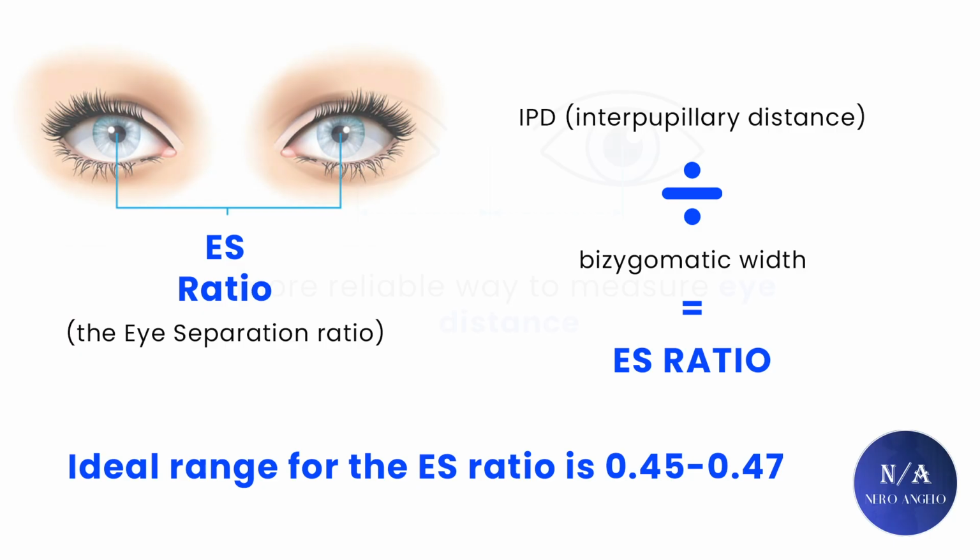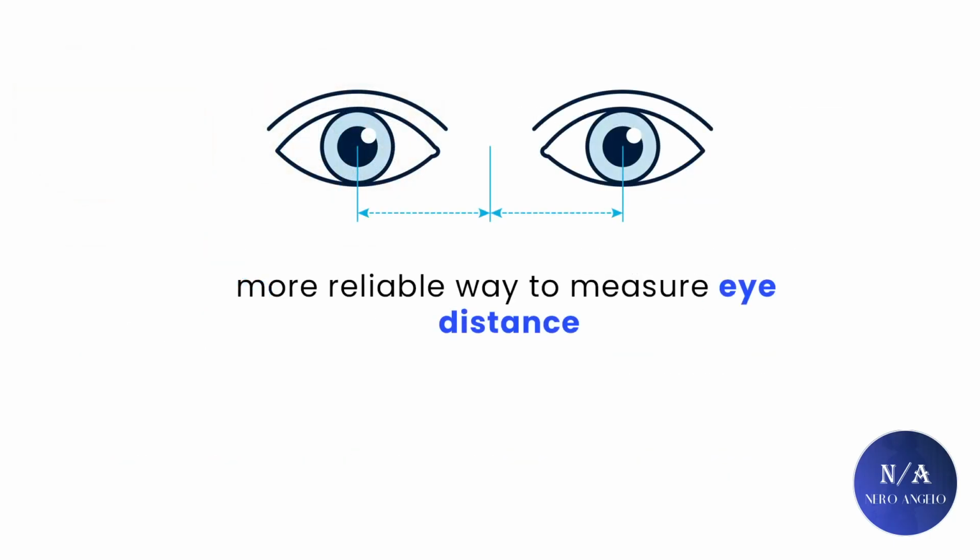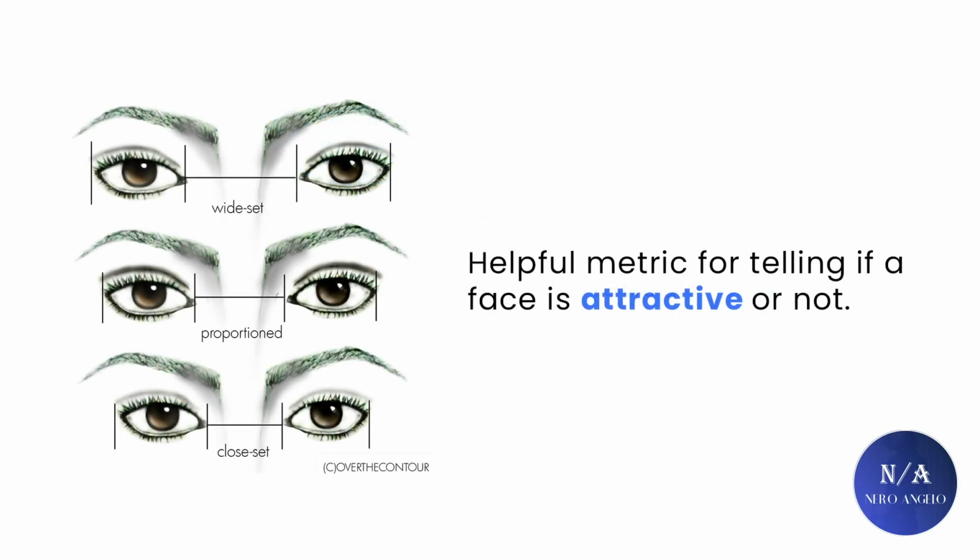The ES ratio is a more reliable way to measure whether the eyes are too close together or too far apart than just the IPD. It certainly is more reliable than the age-old trick of using a third of the eye to fit into the space between your eyes. The eye separation ratio is useful not only in determining the ideal distance between the eyes, it is also a helpful metric for telling if a face is attractive or not.